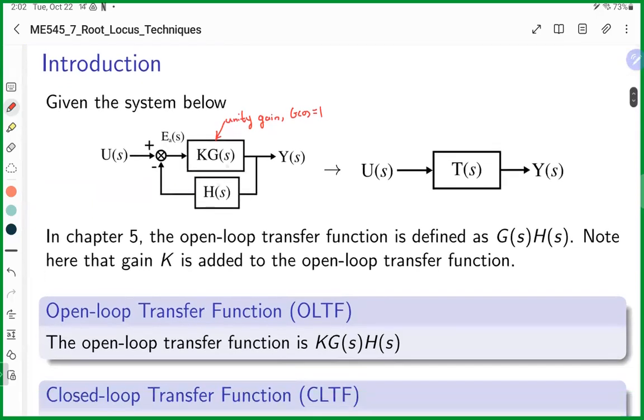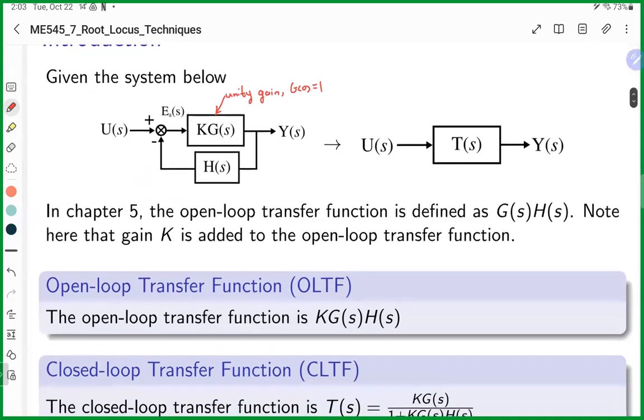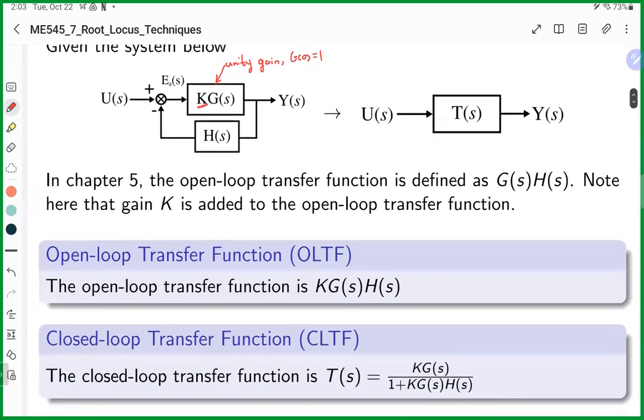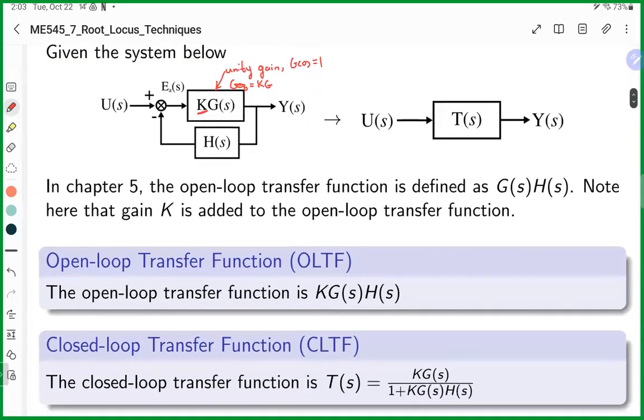And we have this feedback H, so we get this closed loop transfer function form. In chapter 5, the open loop transfer function is defined as GH, but because of this gain K popping up here now, we redefine it as K times G times H. And then the closed loop transfer function is defined as KG divided by 1 plus KGH, because this here is your G equivalent. G equivalent is equal to KG now. So this is just important notation for this chapter.